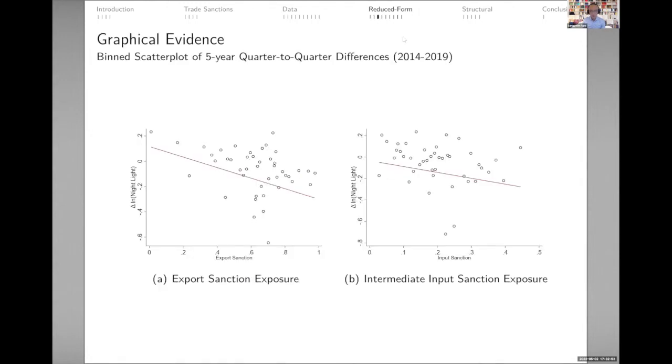Okay, so this is just some graphical evidence. Overall, we find a negative relationship between the sanction exposures and also the change in nightlight. So this is again like the long run difference, suggesting that increases in the sanction exposures are going to lead to lower levels of change in nightlight intensity.